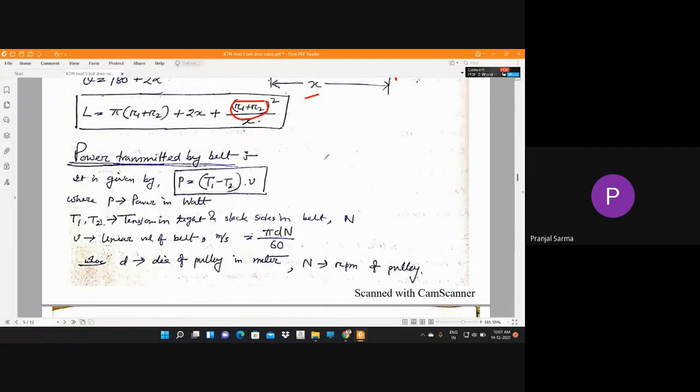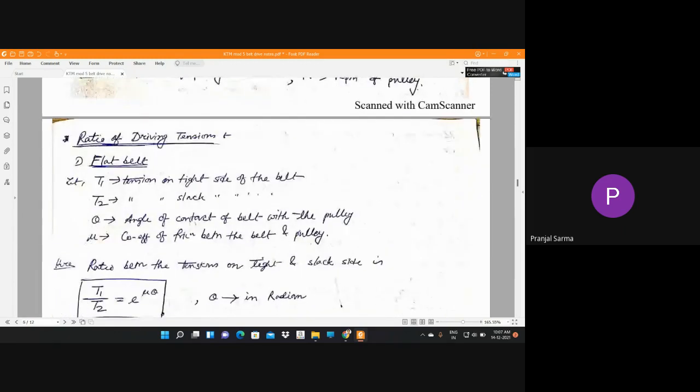Similarly, as we know, power P equal to force into velocity. Here the tension is also a kind of force, and the effective tension is T1 minus T2. So this is the equivalent tension, T into V, power equal to force into velocity. This v is the peripheral or the linear velocity of the belt, small v. This F is the working force, basically the effective tension, T1 minus T2. So power equal to (T1 minus T2) into V. T1 and T2 are the tensions of the tight and slack side of the belt in Newton, and this v is the linear velocity of the belt in meter per second, given by pi d n by 60, where d is the diameter of the pulley in meter.